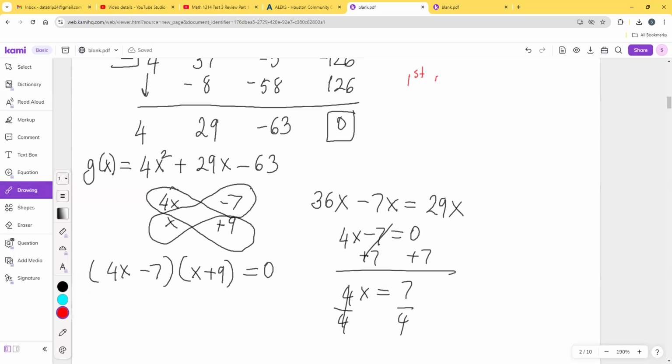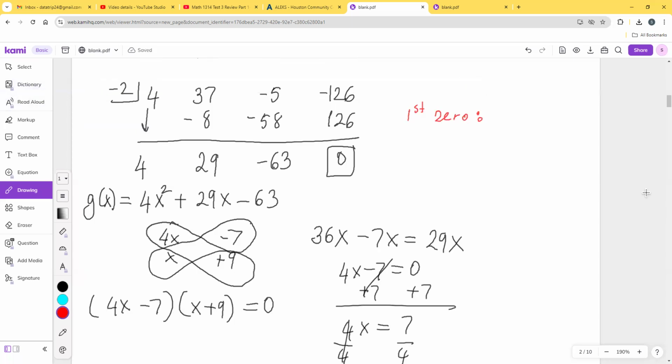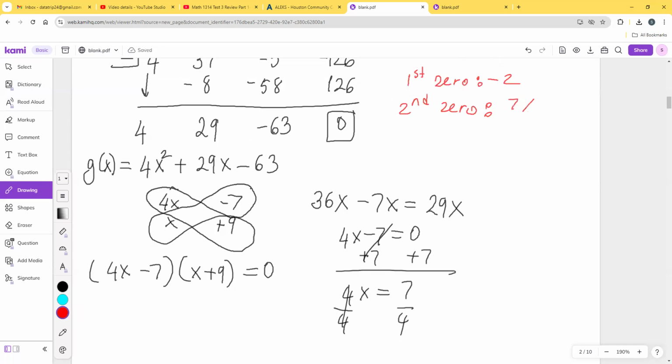First 0 was given in the problem. What did they give me as a 0? In the problem, you're right. They gave me a negative 2. Second 0, we just solved for it, and we got the second 0 as 7 over 4. We have just the third 0 left that we have to solve for.